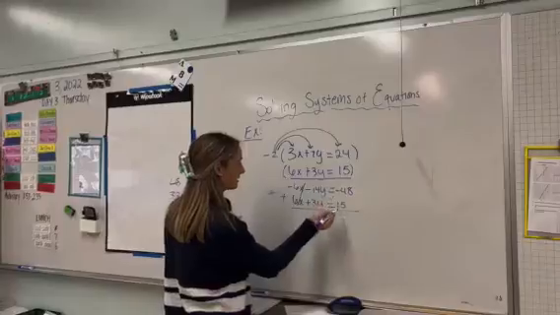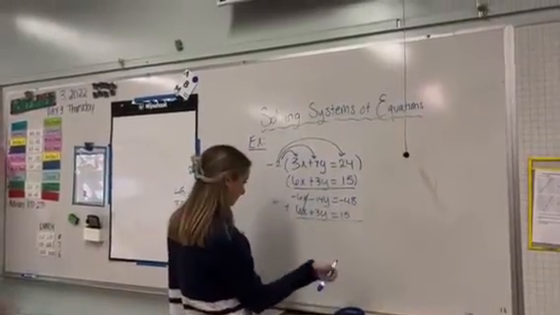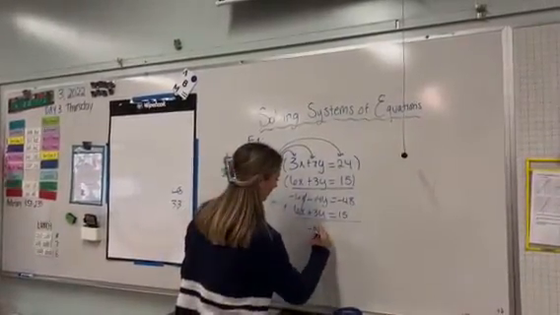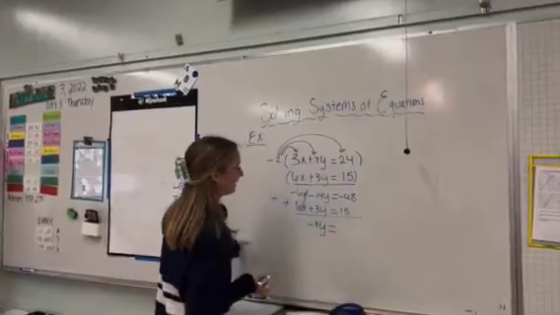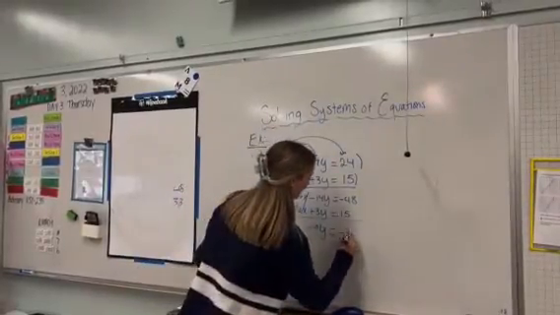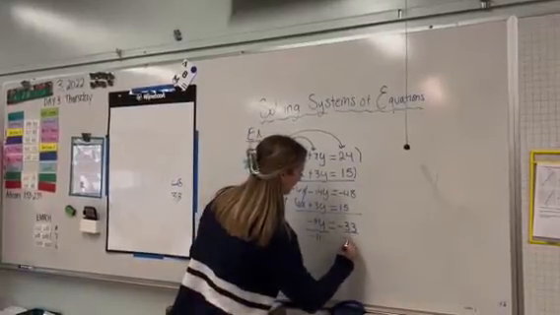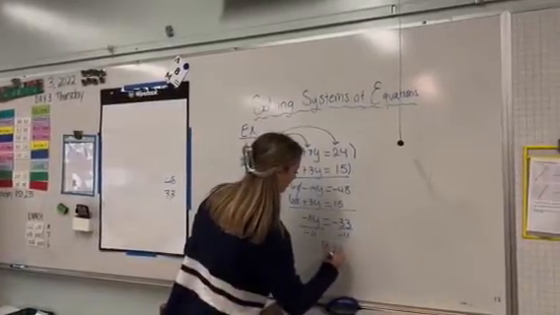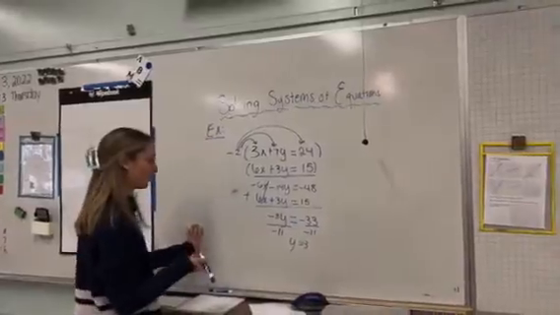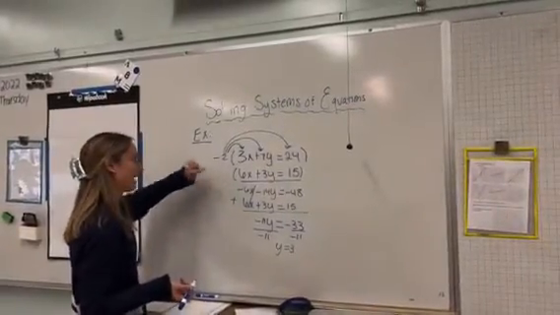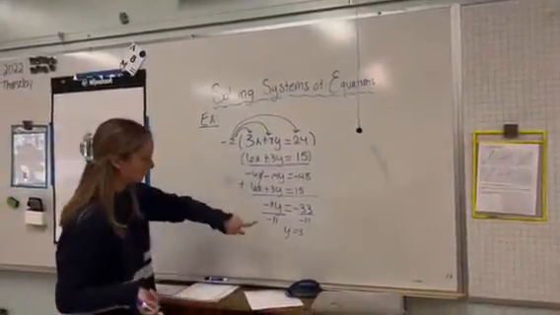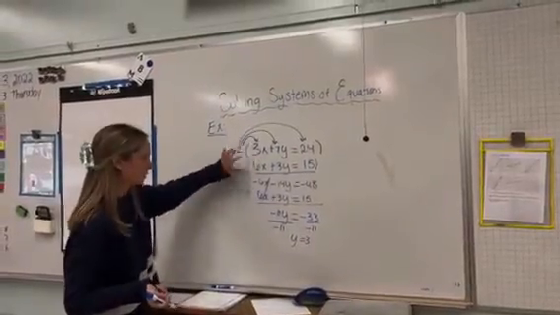So -14y plus 3y is -11y, and -48 plus 15 is going to be -33. Now to isolate our variable, we're going to divide by -11 on both sides and get y to be 3. So now that we have one of our values, y, we can find x by plugging 3 into either of these two equations to find x.